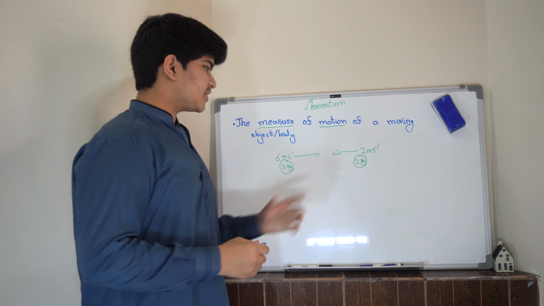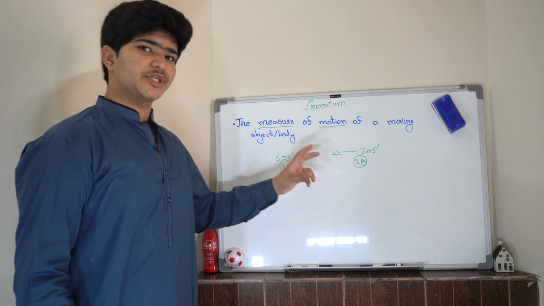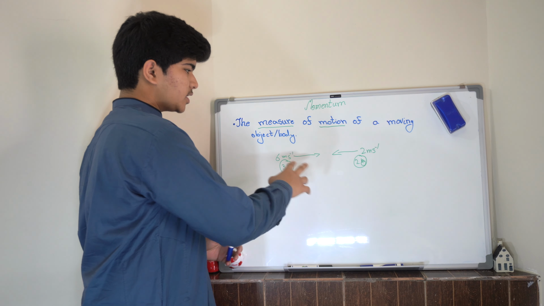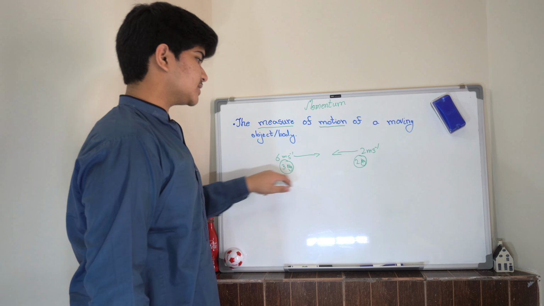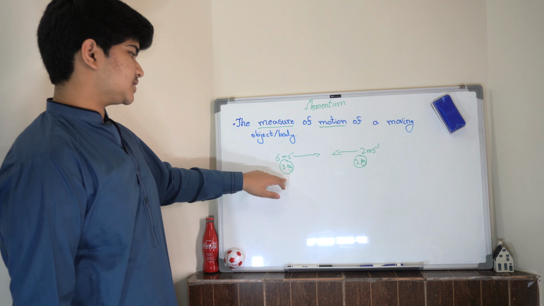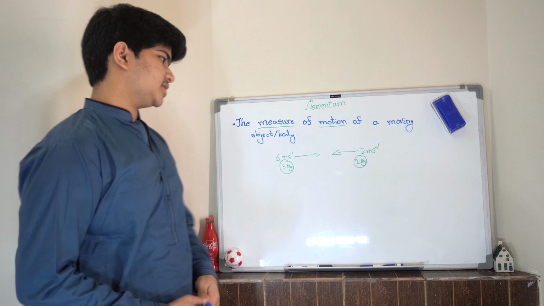So we're going to start with a very basic question, collision. We are going to study momentum in terms of collision. So basically in this question there are two bodies. One has a mass of 3 kg and the second one has a mass of 2 kg. And the velocity of this body is 6 meters per second and this body's velocity is 2 meters per second.